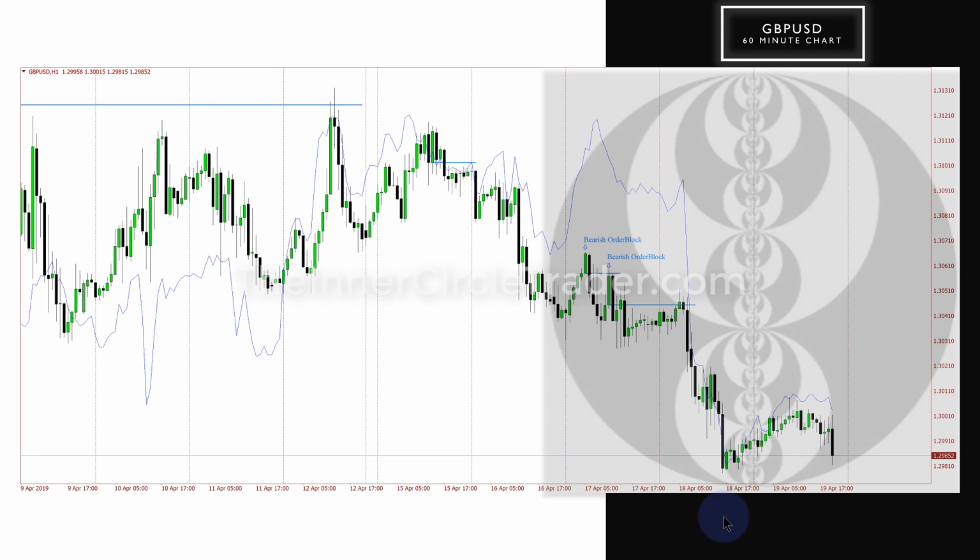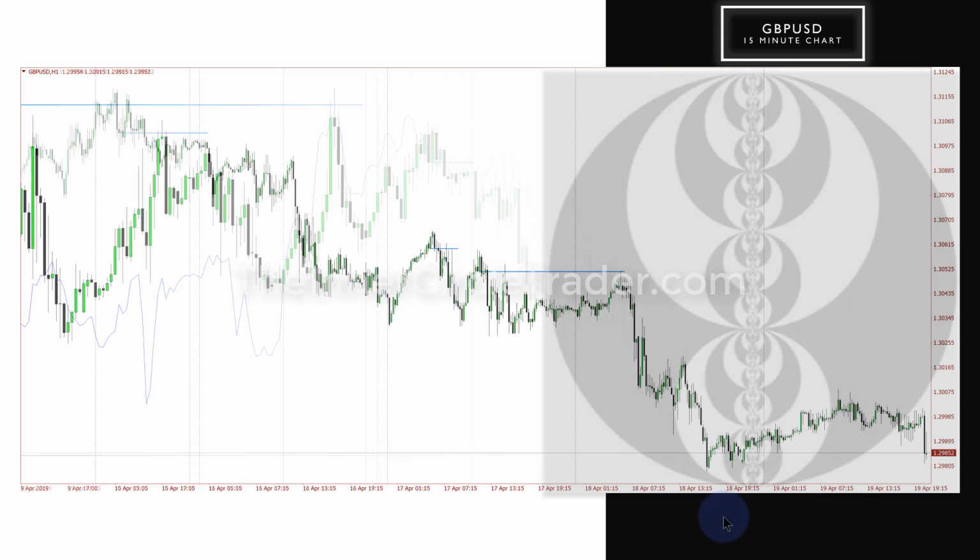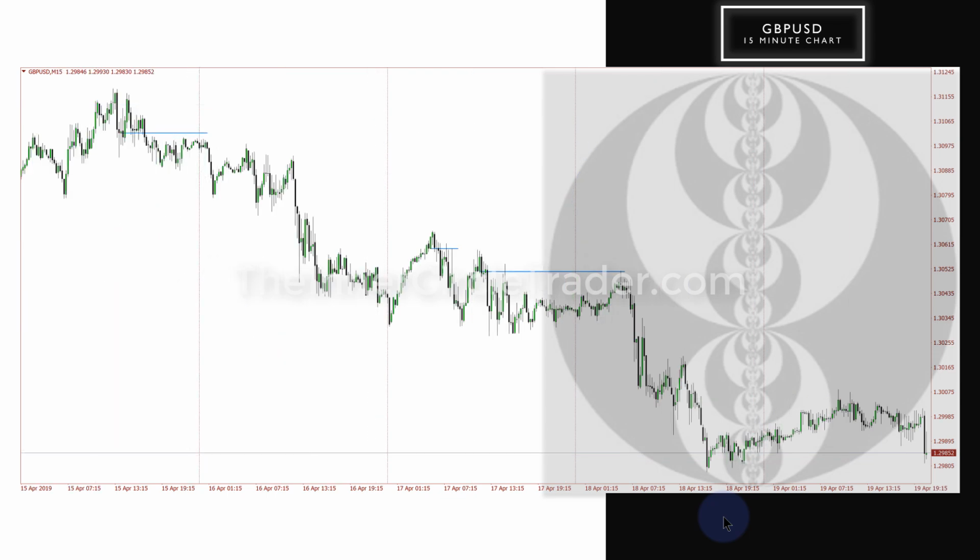Lower prices are in order. We're expecting that for cable. On the 15-minute time frame, we can reduce this and fine-tune it down into smaller order blocks in here. Nice little bearish order block here. Run lower. Bearish order block. We have multiple opportunities here, here, and here.